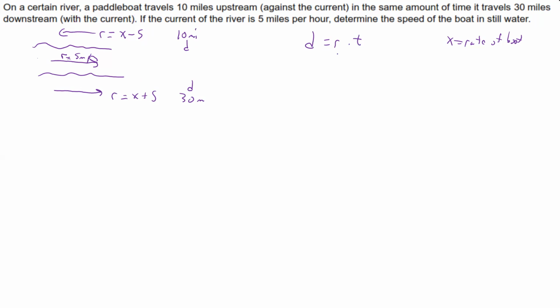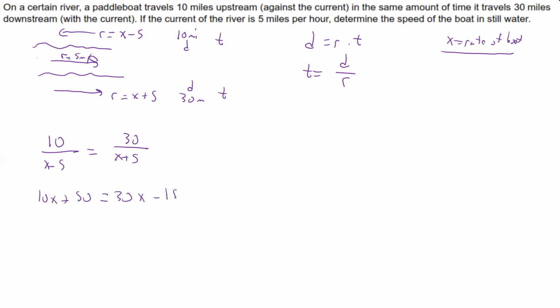So we're going to solve for t. t is equal to distance divided by rate. We set this time equal to this time. The one going upstream is 10 divided by its rate, x minus 5. That's equal to the distance the other way, 30 over x plus 5. Now we need to find the rate of the boat, so we solve this for x. That gives 10x plus 50 equals 30x minus 150.